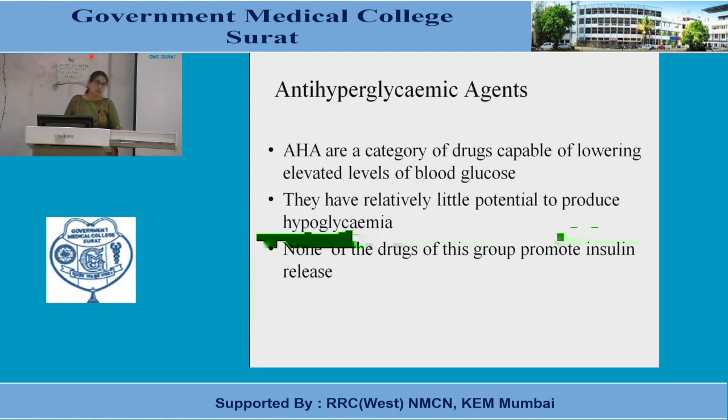So this finishes with the oral hypoglycemic drugs. Now you have the next broad group, which is anti-hyperglycemic agents. So what is different about these anti-hyperglycemic agents, which is not there in the oral hypoglycemic agents? Anti-hyperglycemic agents are a category of drugs capable of lowering elevated levels of blood glucose. The catchword here is elevated level of blood glucose. They have relatively little potential to produce hypoglycemia, that is, with a normal glucose level, it will not be decreased. And none of these drugs promote insulin release. So their mechanism of action is not through the release of insulin.